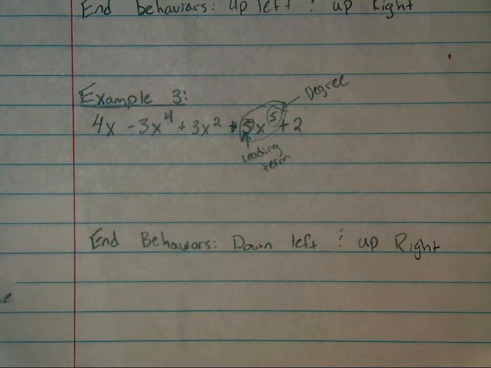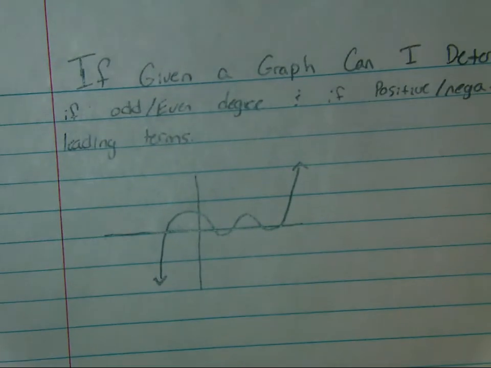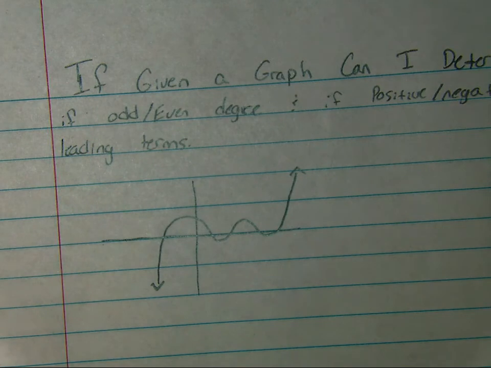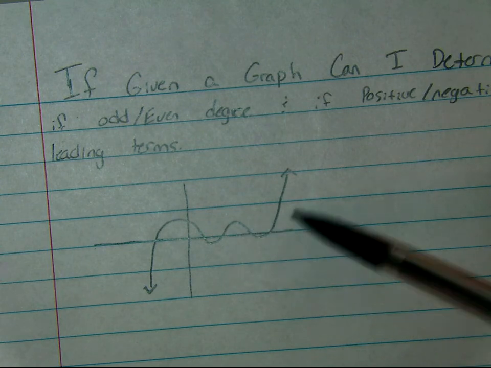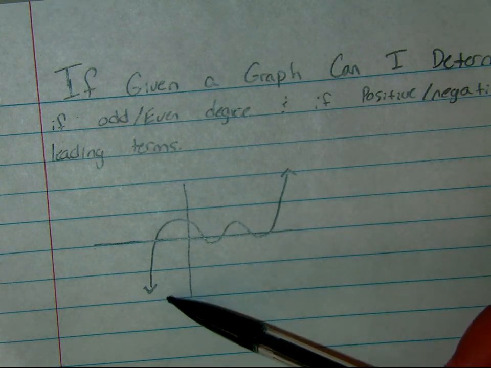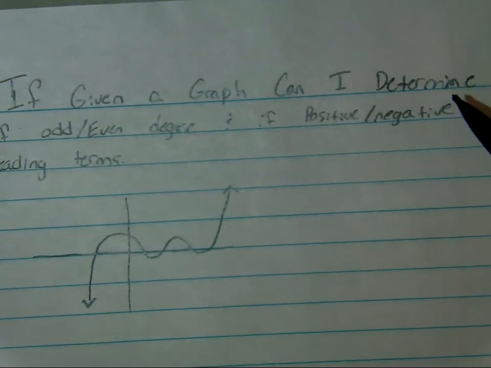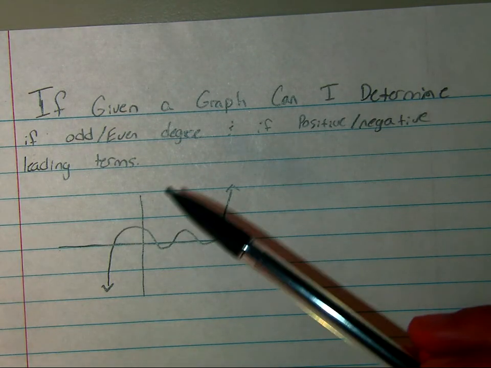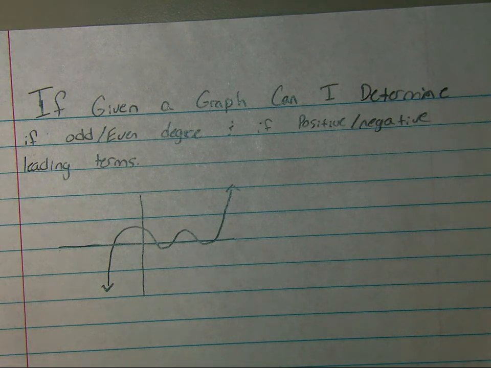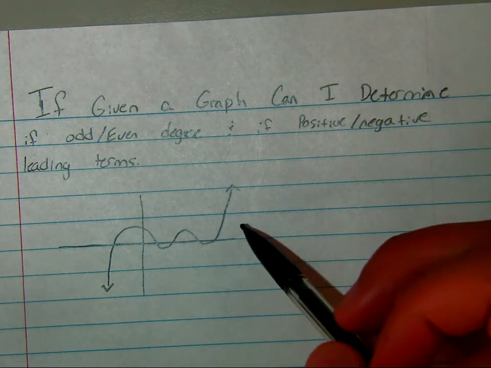All right, so we're going to look at one more thing here. The other thing you might see is that I might give you a graph. It doesn't look pretty. And again, it doesn't matter really how many loops there are. All we're worried about is the end behavior. So if I look here, I see that it's down left and up right. Something I might ask you is, if given a graph, can I determine if it has an odd or even degree and a positive or negative leading term?